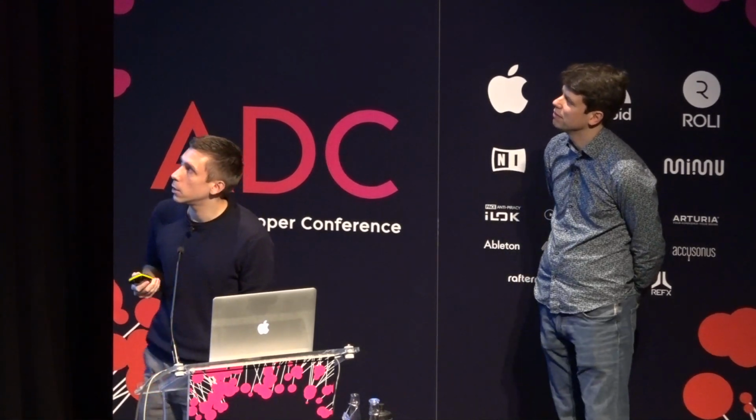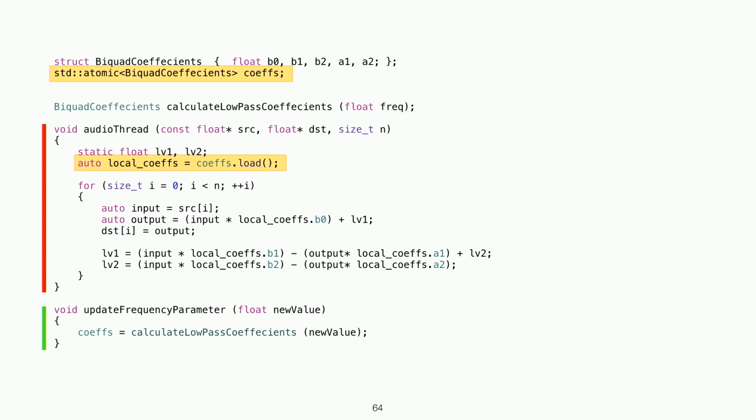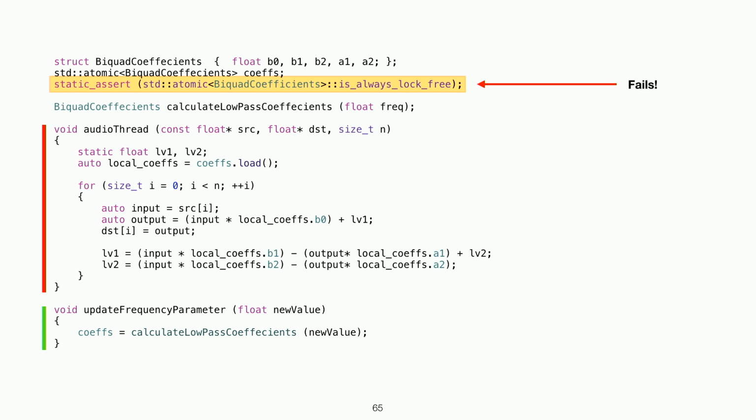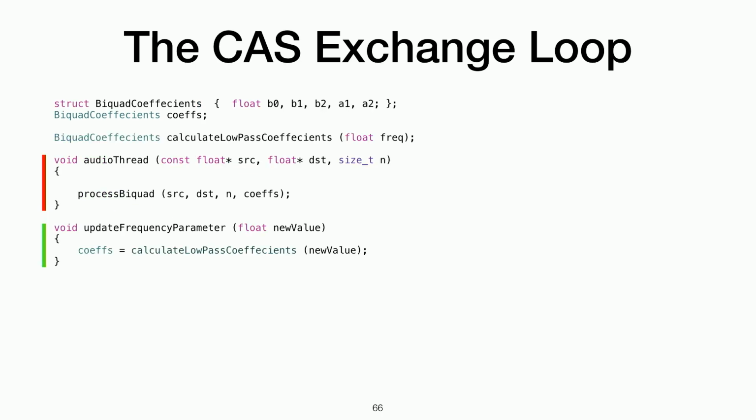So what's a naive approach here? Well, that would be to just cram the thing in a std::atomic, which will probably compile. And then if we load out our coefficients and use our local copy, we've avoided this tearing problem. However, if we use our assert, like we said we should always do when using std::atomics, then this is going to fail, because it's too large to set atomically in hardware. So we're going to be in the situation where it's inserting locks, and then we have priority inversion, so we want to avoid that. There's a different approach here, which is to use a compare and set exchange loop.